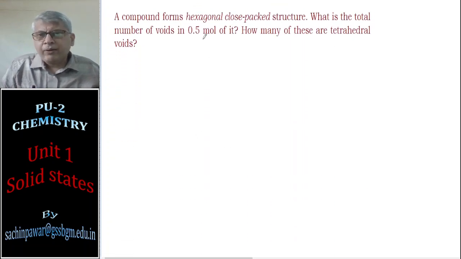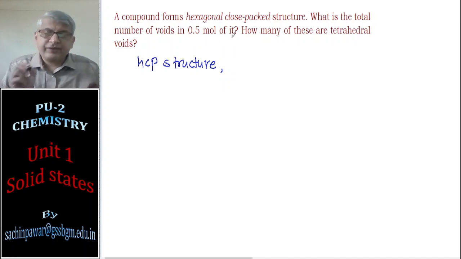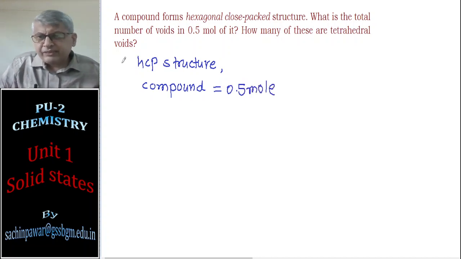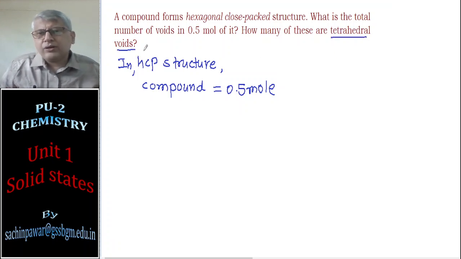Okay, a compound forms hexagonal close packing. So we have a hexagonal close packing, HCP structure. What is the total number of voids in 0.5 moles of it? A compound is forming, so they have given me a compound equal to 0.5 mole in HCP. They have given this, and they have asked me to find out the number of tetrahedral voids. Okay, it's very simple.